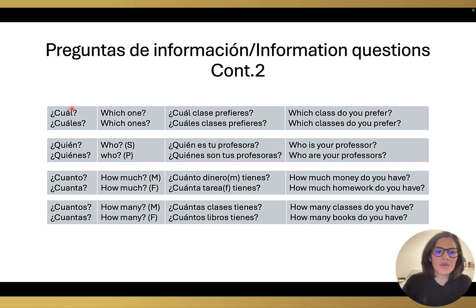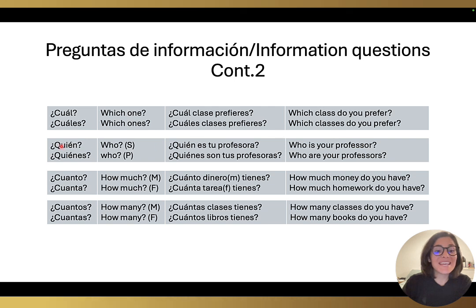So you use them according to your context, right? If it's singular, then you use cuál. If it's plural, then you use cuáles. ¿Cuál clase prefieres? Which class do you prefer? ¿Cuáles clases prefieres? Which classes do you prefer from all of the ones you're taking, right?